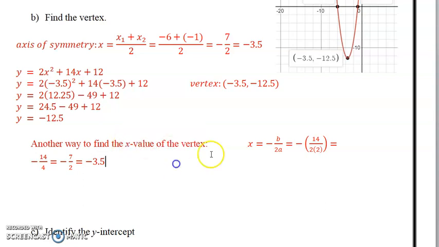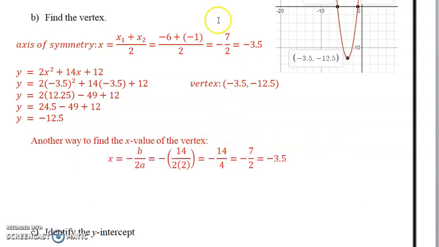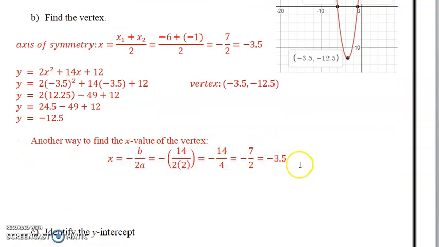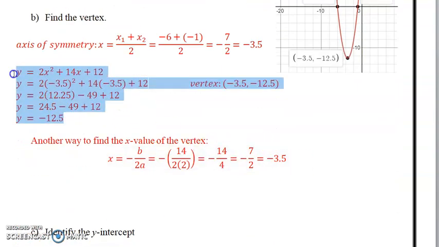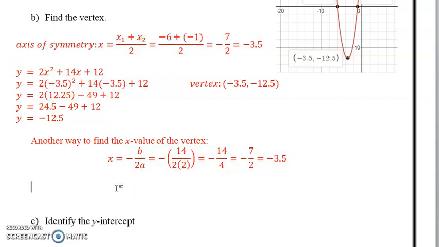And we use that usually if it's in standard form. Now, if it's in factor form, it looks like this. It's pretty easy. You just take the symmetry. But again, it's just another method. And then the y value would be found using the same method of how we found the y value, plugging it into the original.